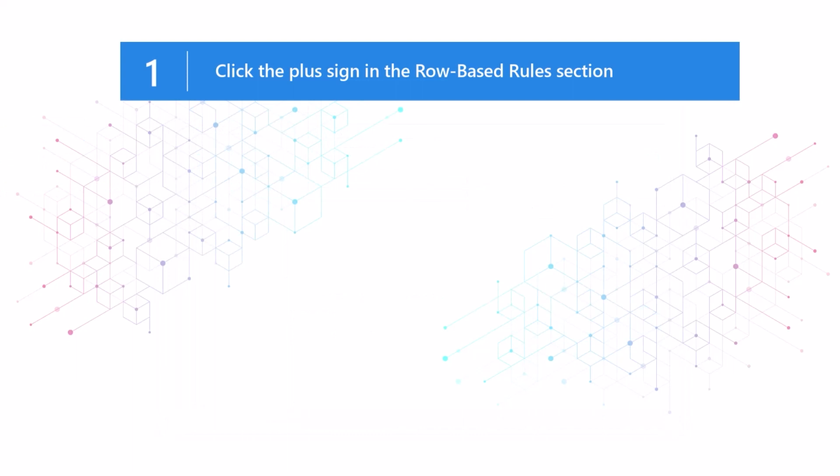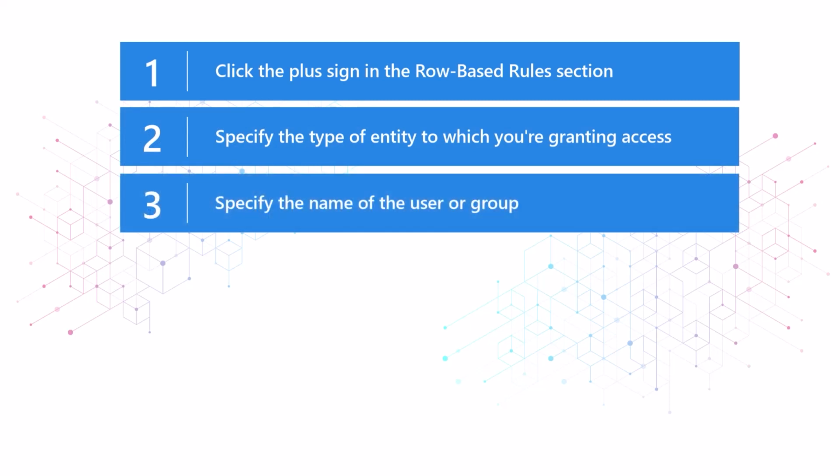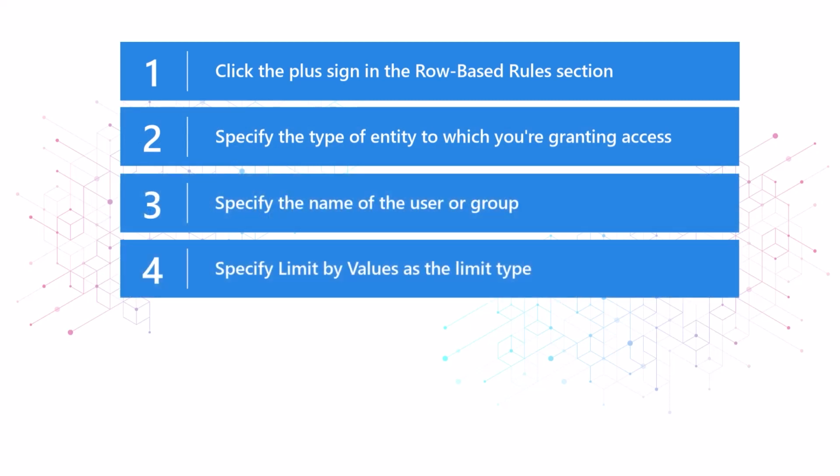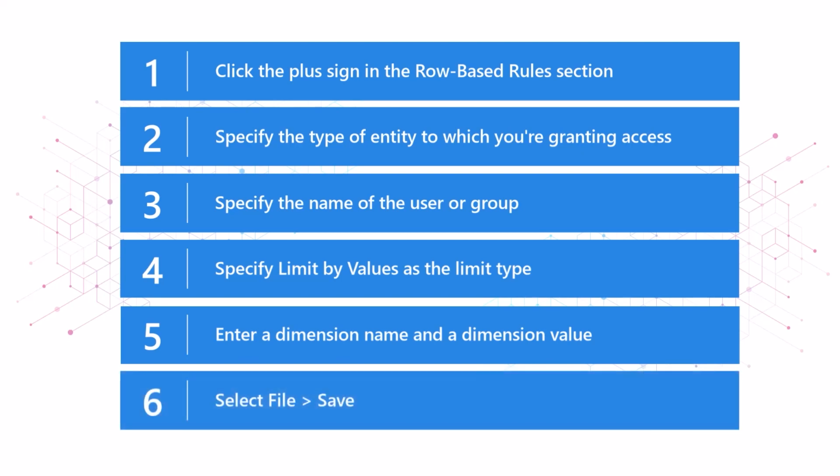If you're controlling access to a row, you follow a similar procedure, but click the plus sign in the row-based rules section. Specify the type of entity, user group, and so on, to which you're granting the row access. Specify the name of the user or group. Specify Limit by Values as the limit type. Select a dimension, and enter the dimension value that you want to make diveable for that user or group only, and select File Save.